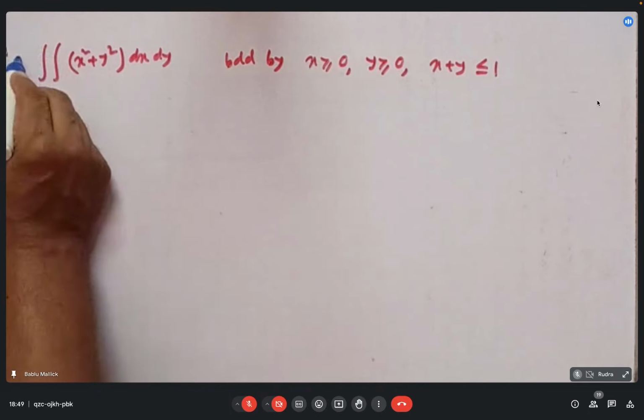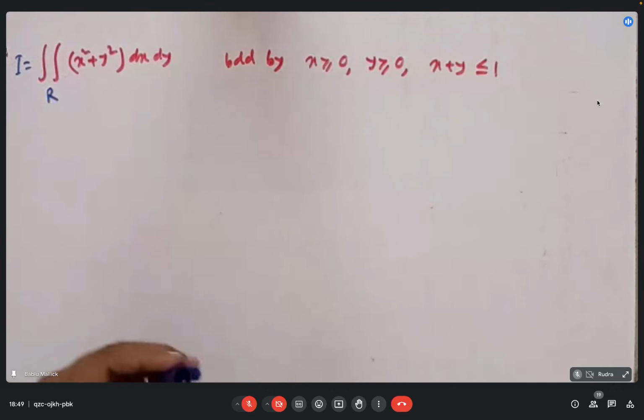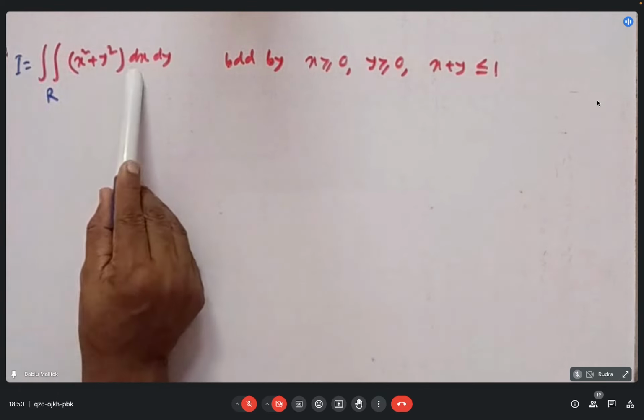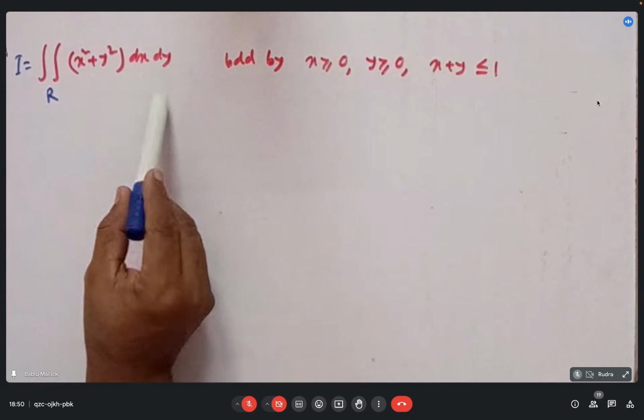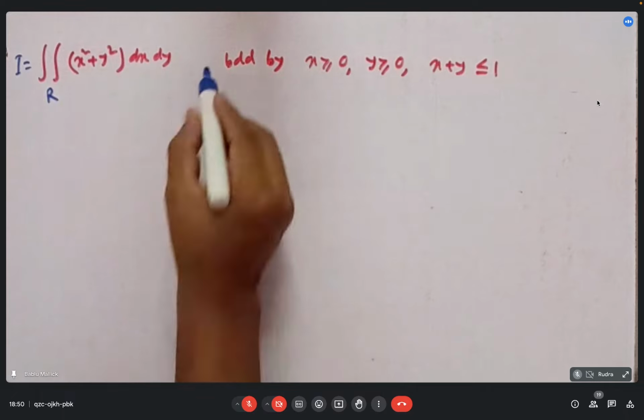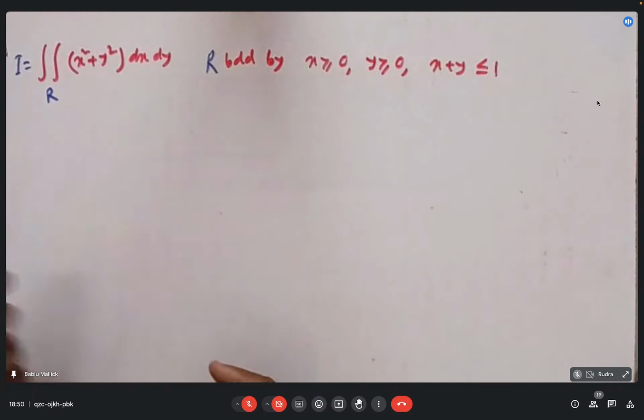Let capital I is equal to double integration over R of x square plus y square dx dy, where R is the area bounded by x greater equal to 0, y greater equal to 0 and x plus y less equal to 1. So R is the area bounded by these, right?